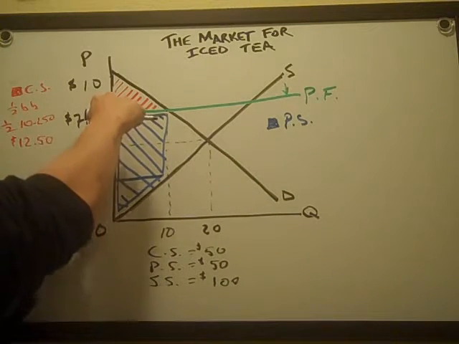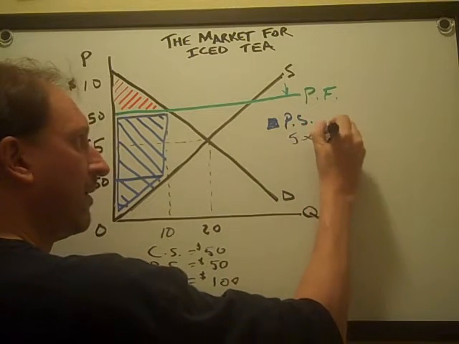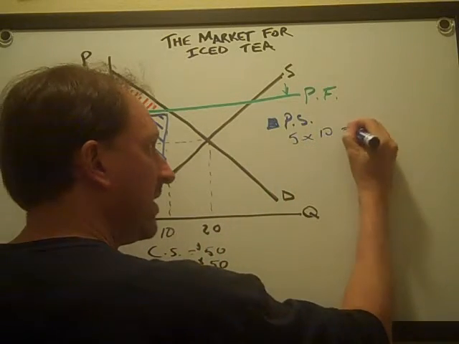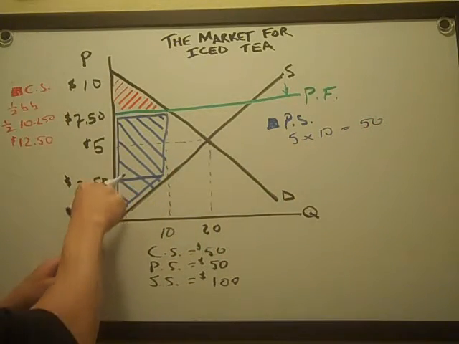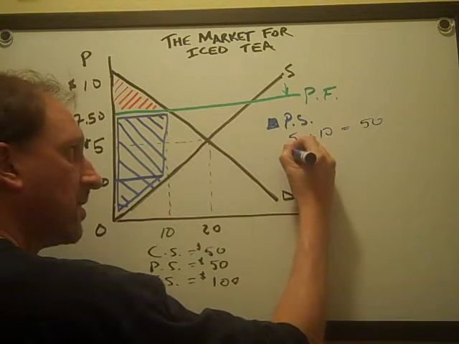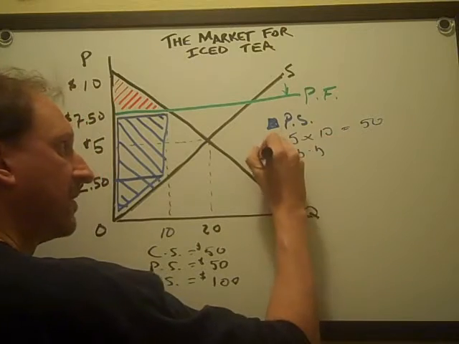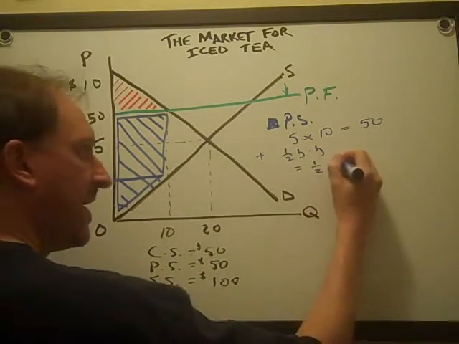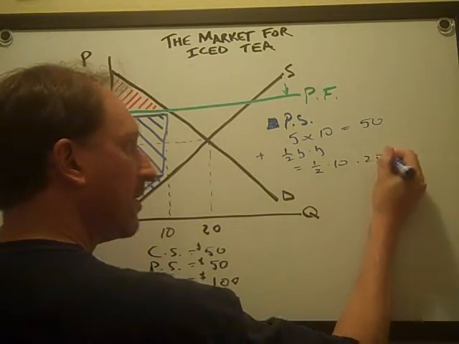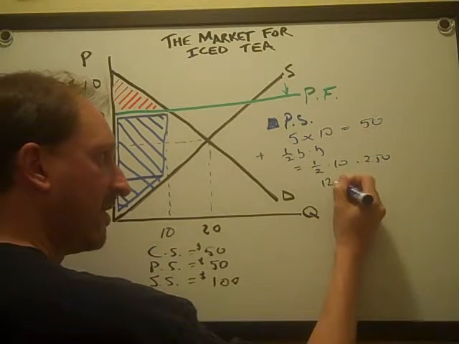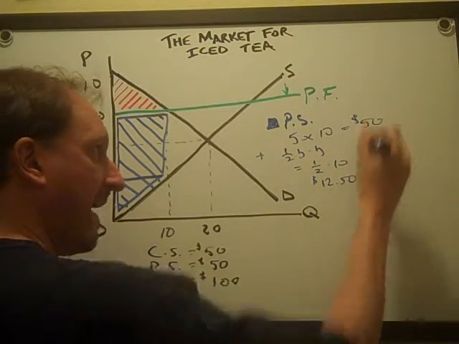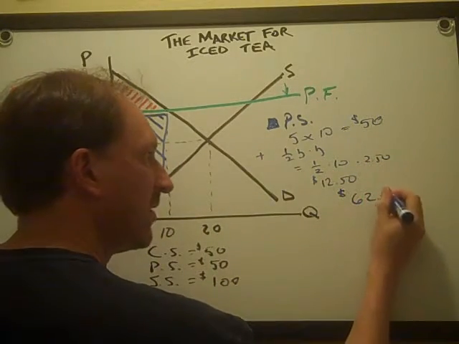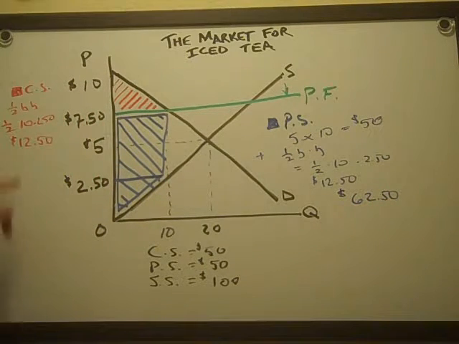Rectangle is base times height. So that's $5 times 10, right? 10 wide is the base. $5 from $2.50 to $7.50, that's the height. So 5 times 10 is 50, and then we got to get that triangle. That triangle is $2.50 high and 10 wide. So a triangle is half base times height. So we're going to add to this 50 whatever we get here, which equals 1/2 times the base of 10 and the height of $2.50. Again, that equals $25 times a half is $12.50. Okay, add that back to the $50 that we get out of that rectangle, and that's $62.50. That's producer surplus.